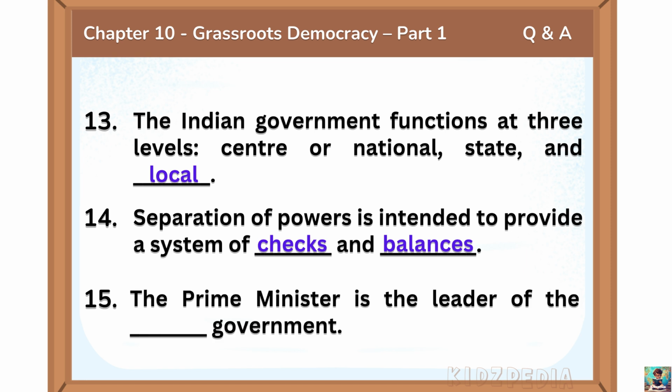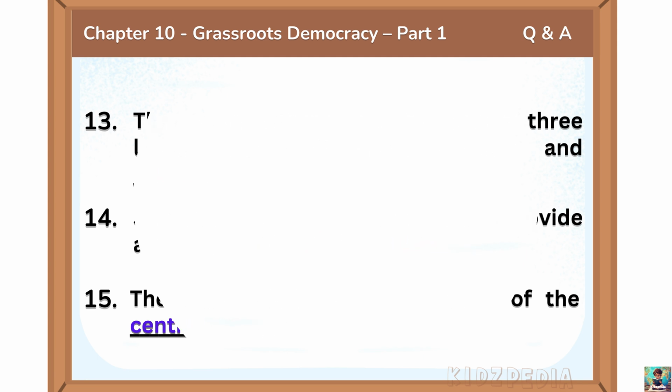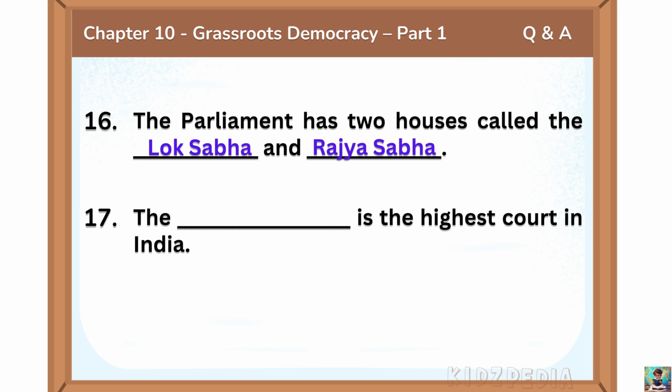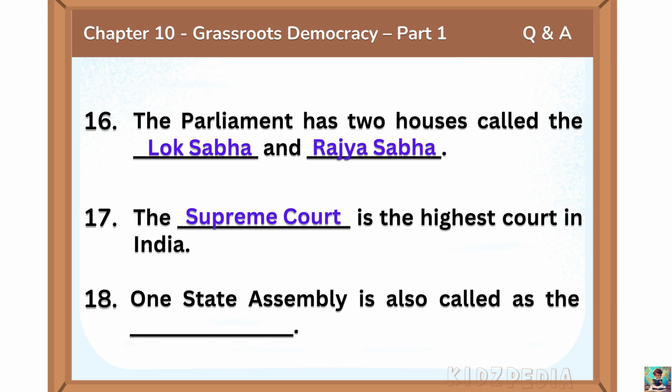The Prime Minister is the leader of the dash government. The Prime Minister is the leader of the central government. The Parliament has two houses called the dash and dash. What are the two houses? Lok Sabha and Rajya Sabha. The dash is the highest court in India. The Supreme Court is the highest court in India. One state assembly is also called as the dash. One state assembly is also called as Vidhan Sabha.